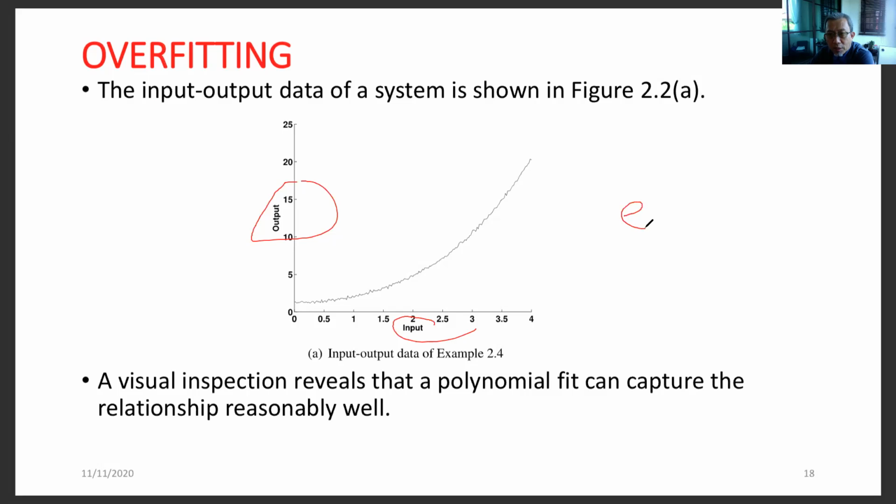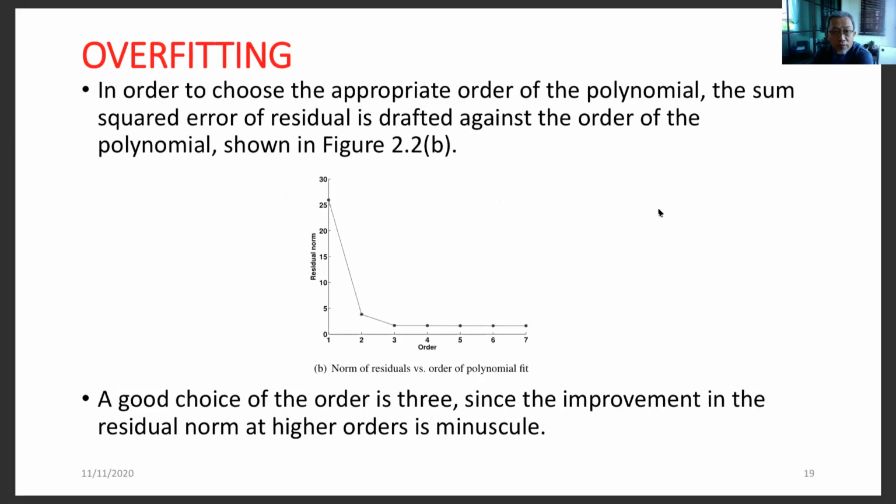It looks like an exponential curve, right? By looking at it, it looks like an exponential curve. So visual inspection reveals that a polynomial can capture the relationship reasonably well. Therefore, in order to choose the appropriate order of the polynomial for that curve, we use the sum squared error of residual, which is plotted against the order of the polynomial shown in figure 2.2b. So this is the residual norm.